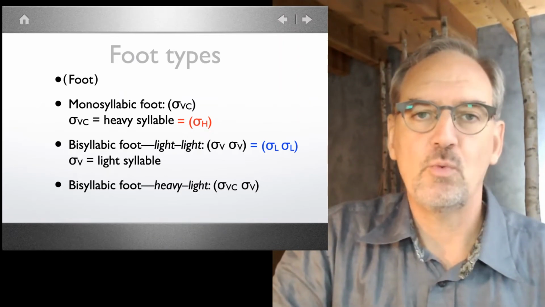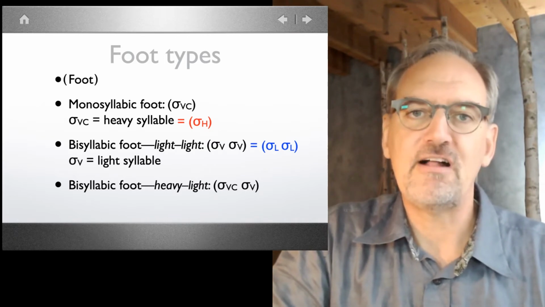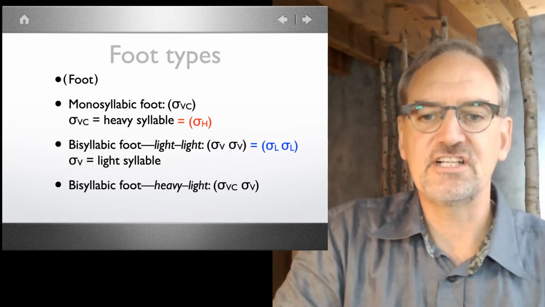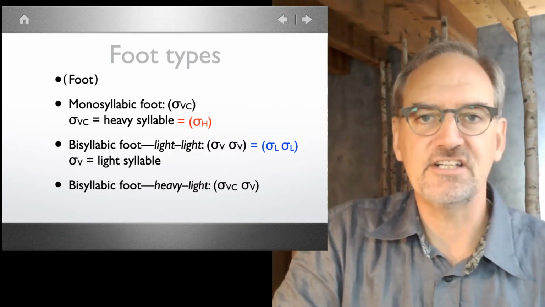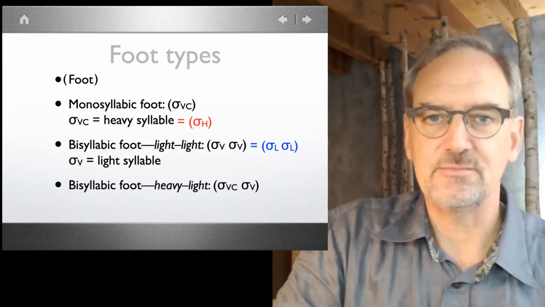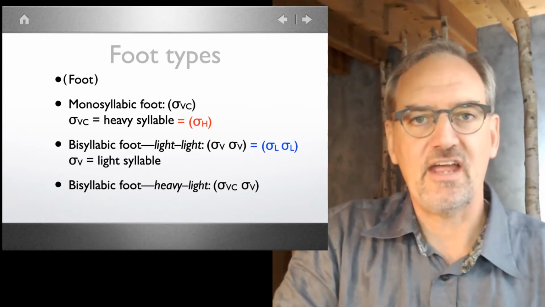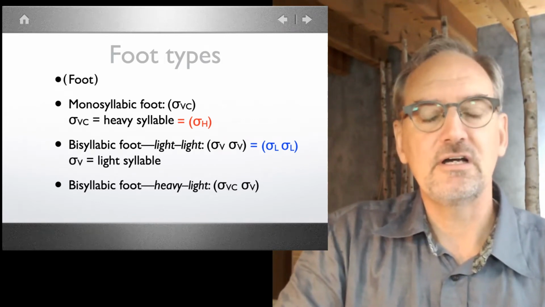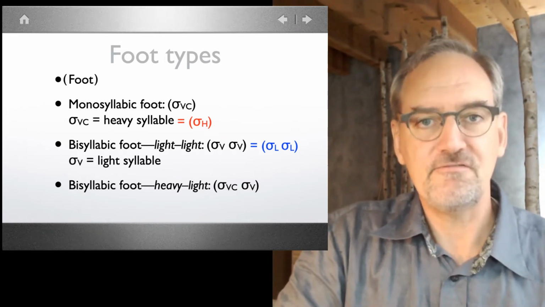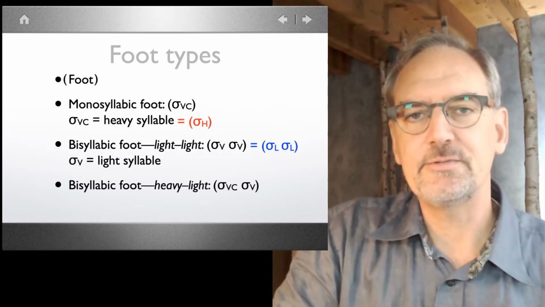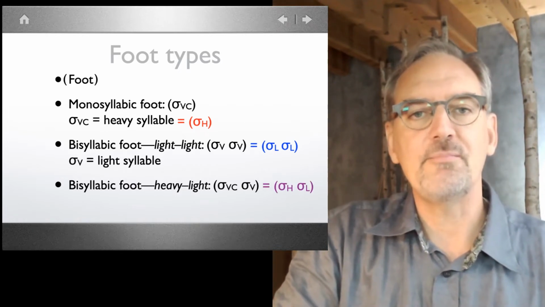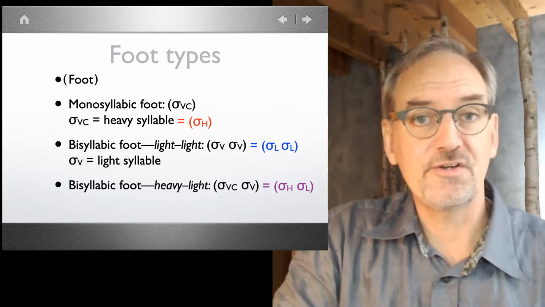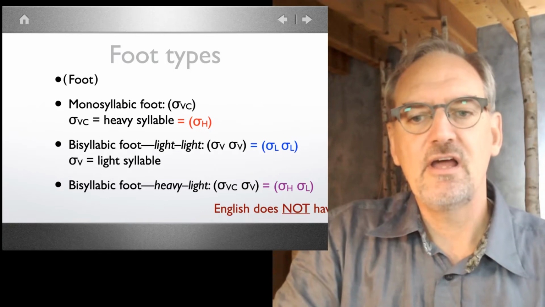But the third foot type is one that has a heavy syllable followed by a light syllable. So here you see a syllable with a vowel and a consonant in the rhyme of the first syllable, and then a syllable with a single vowel in the nucleus. So there are two types of bisyllabic feet. Those made up of two light syllables, and those made up of a heavy syllable followed by a light syllable. Okay? Now you might wonder then, what about the reverse, right?